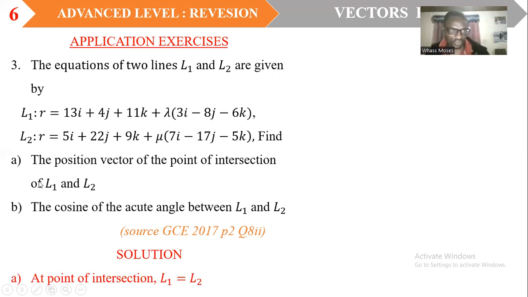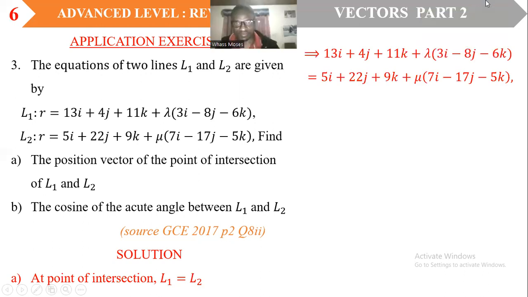Solution. A says we should find the point of intersection, but we know that at the point of intersection, the equations of the two lines are equal. This implies that the equation of the first line, 13I plus 4J plus 11K plus lambda into 3I minus 8J minus 6K, must be equal to 5I plus 22J plus 7K plus mu into 7I minus 17J minus 5K.